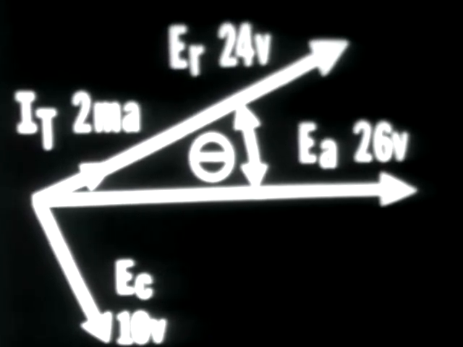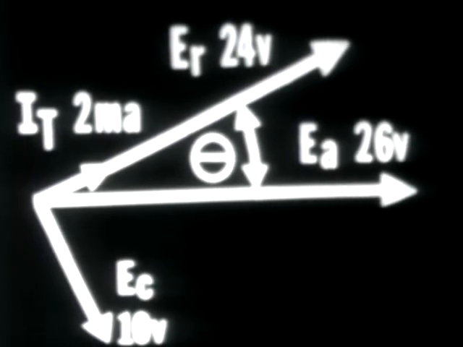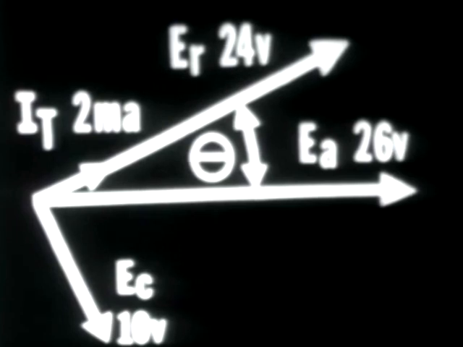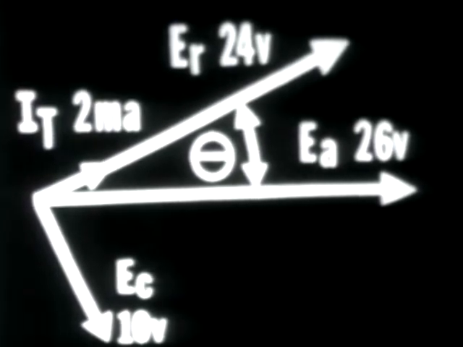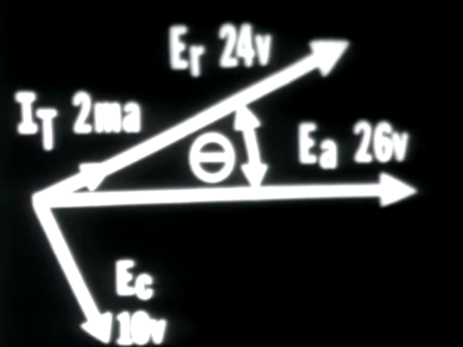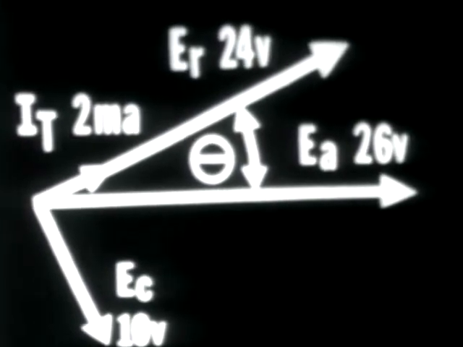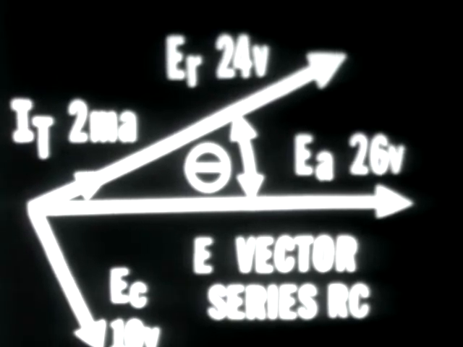Now, where did we get the plus 22.6 degrees from? Well, you recall our impedance was minus 22.6 degrees, and the phase angle is simply the same angle, but of opposite polarity. Then our phase angle would be plus 22.6 degrees. Well, this then would be the voltage vector for any series RC circuit, or a representative vector, we could call it.